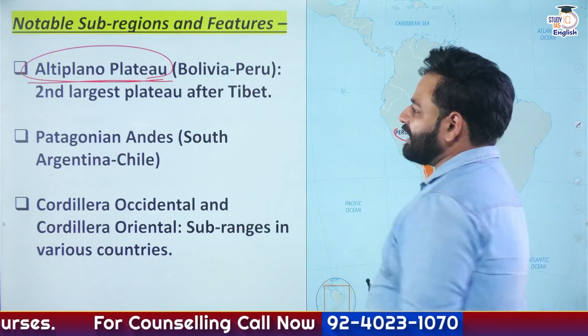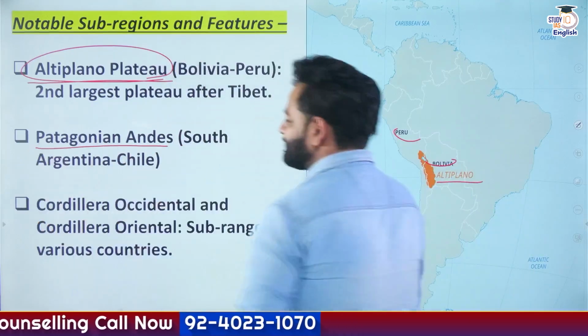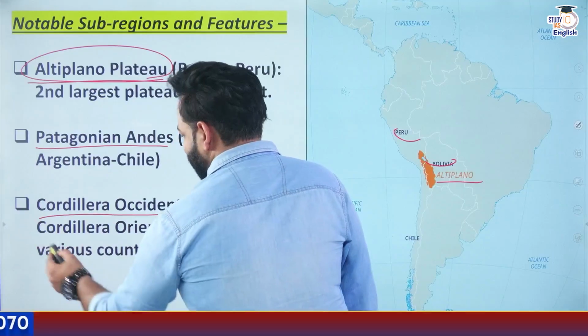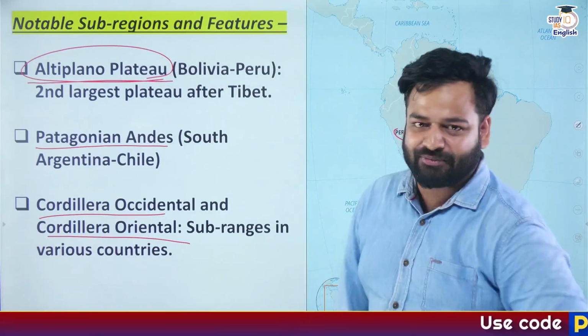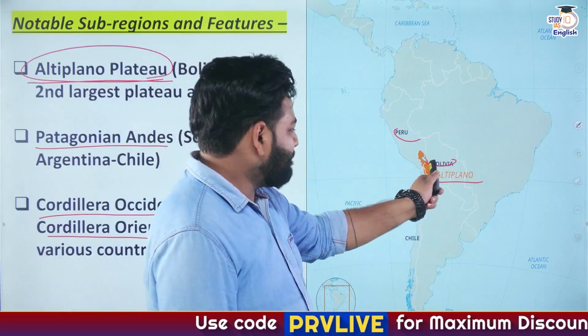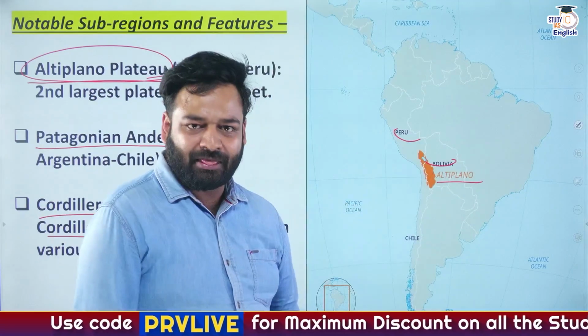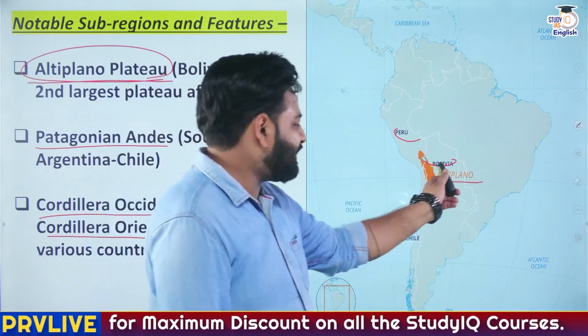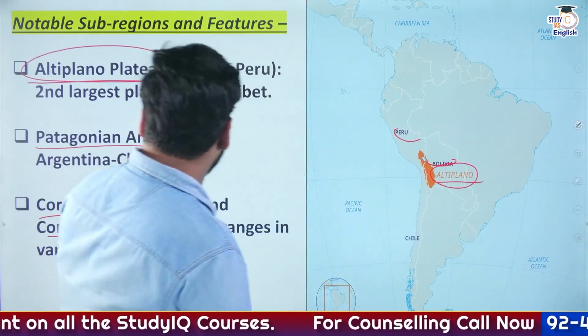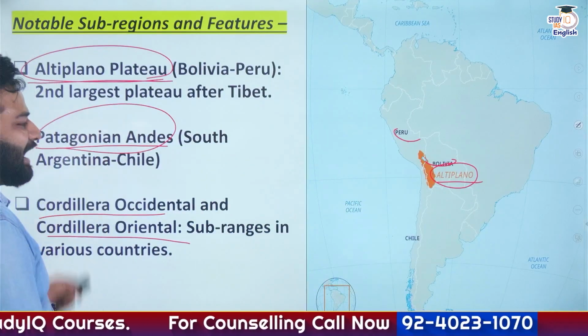Right? Apart from that, we have the Patagonian Andes here as well. And finally, we have the Cordillera Occidental and Cordillera Oriental, the sub-ranges in various countries. So here, what you can see on your screen is Bolivia and Peru, and the second highest plateau, known as the Altiplano Plateau. But the next thing we have here is known as the Patagonian Andes.